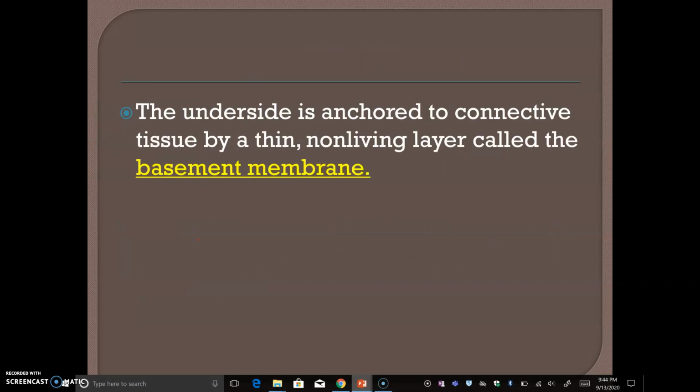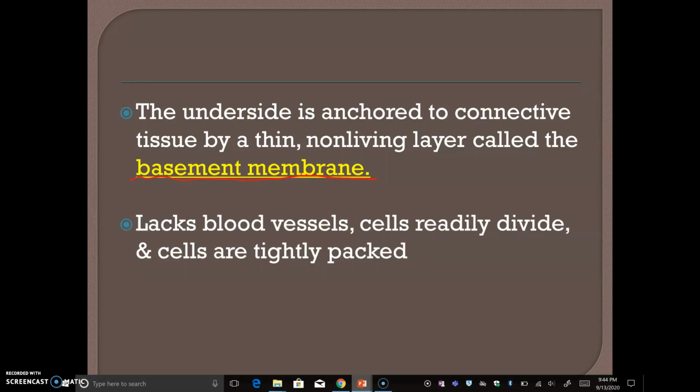On the underside, it is anchored to different types of connective tissue by a non-living layer called a basement membrane. So on one side, we have our free surface, which is open to the outside of the body or to a body cavity. And then we have our basement membrane, which is anchored to our connective tissue layer. Epithelial tissue is going to lack blood vessels. Cells are readily able to divide, and the cells are really tightly packed together.